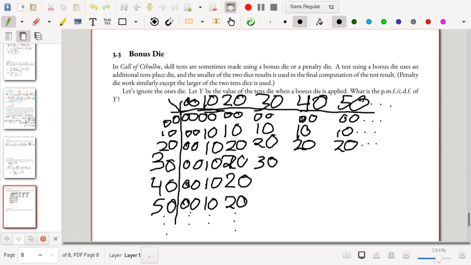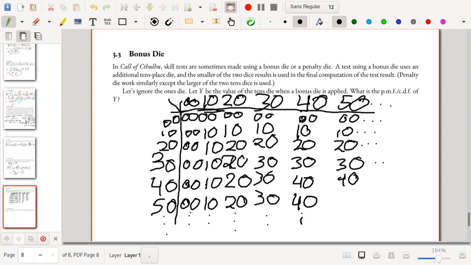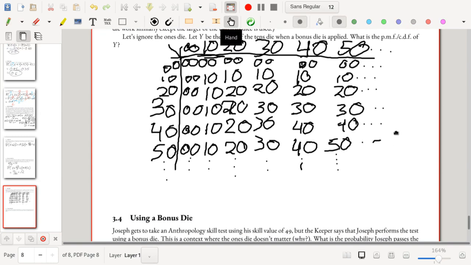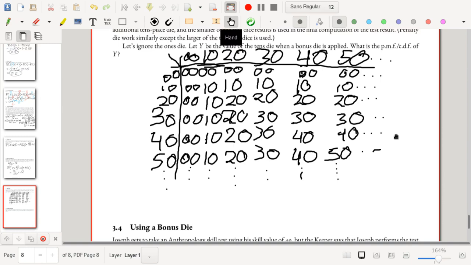So we've got 30, 30, 30, and going on. 40, 40, 40, going on. 50, and presumably this table is extending out because the tens die doesn't end at 50, it ends at 90. I just don't want to write down everything because at some point we need to move on with our lives.